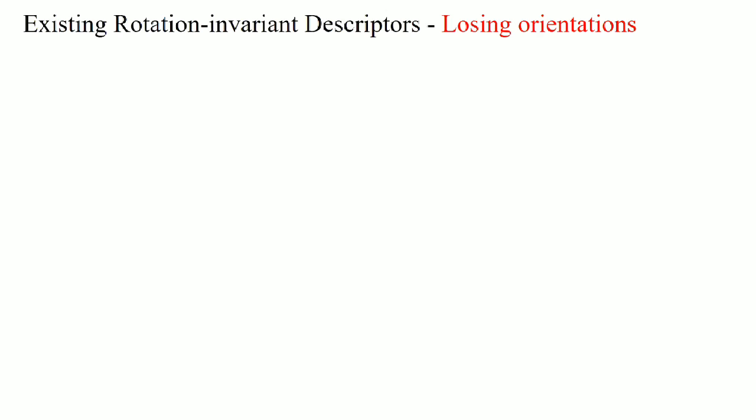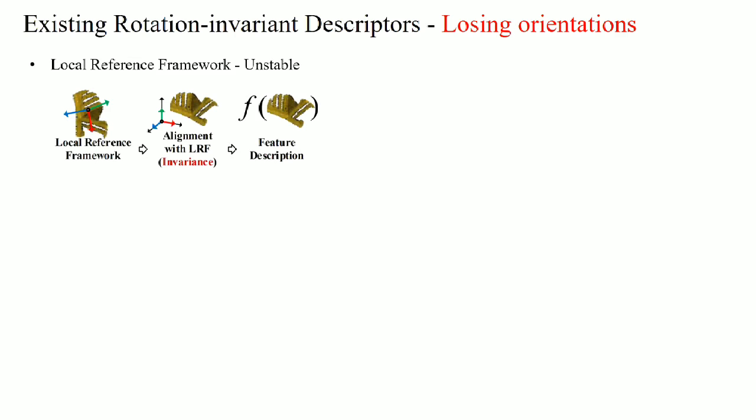For feature description, the existing descriptors typically rely on 3 ways to obtain rotation invariance. Most of them extract a local patch of a point by radius searching. Then, a local reference frame representing the local orientation is constructed by the principal component analysis algorithm. The local patch is aligned to the calculated local reference frame to make the patch lose its orientation information. Finally, the rotation invariant features can be extracted based on the aligned patch.